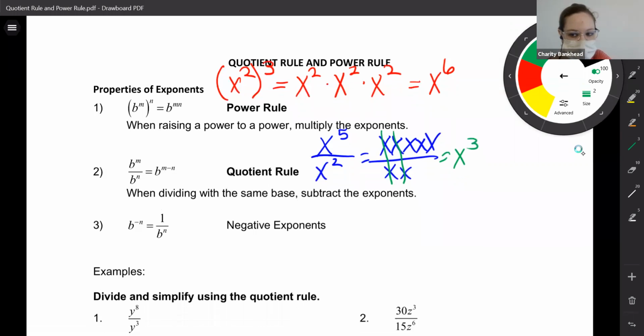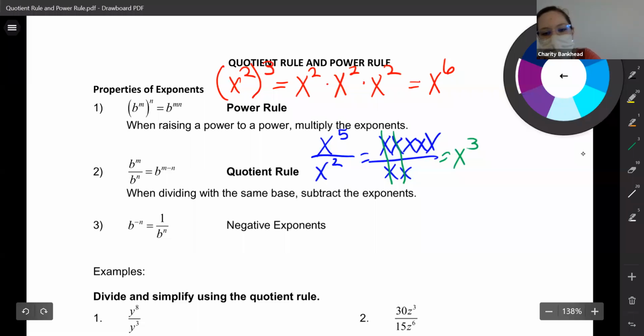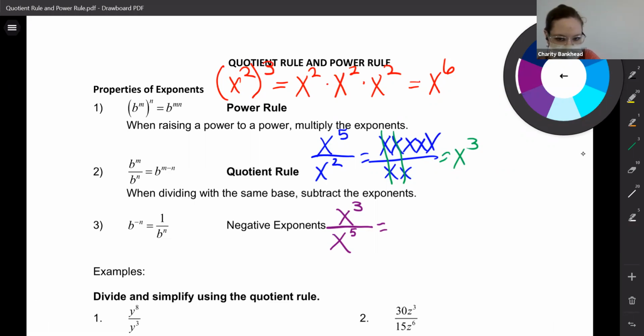And then for negative exponents, b to the power of negative n is the same thing as 1 over b to the power of positive n. So for example, you could have x cubed over x to the 5th. If you use the quotient rule, you would say 3 minus 5, which would equal -2, and that would give you x to the power of -2.